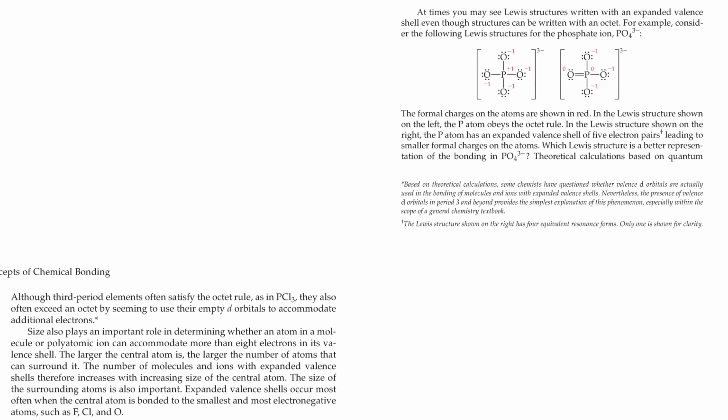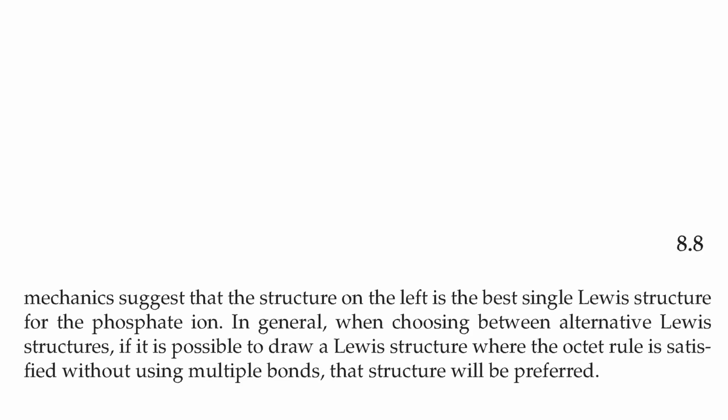In the Lewis structure shown on the left, the phosphorus atom obeys the octet rule. In the Lewis structure shown on the right, the phosphorus atom has an expanded valence shell of 5 electron pairs, leading to smaller charges on the atoms. Which Lewis structure is a better representation of the bonding in phosphate? Theoretical calculations based on quantum mechanics suggest that the structure on the left is the best single Lewis structure for the phosphate ion. In general, when choosing between alternative Lewis structures, if it's possible to draw a Lewis structure where the octet rule is satisfied without using multiple bonds, that structure will be preferred.